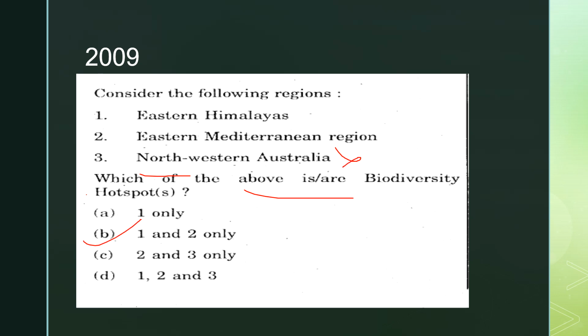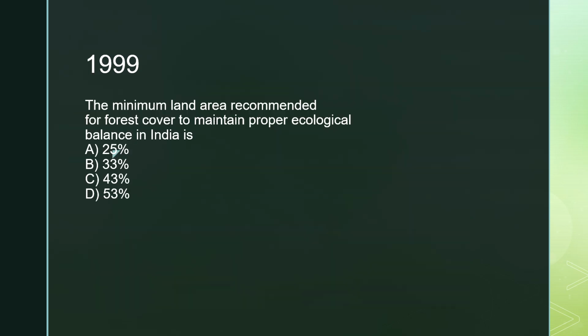Please go through all the biodiversity hotspots of the world and their important features. Do not expect these simple questions now. Be prepared with more. The forest cover to maintain the proper ecological balance in India is 33%, very easy, but now you need to go through the forest survey and get the important data which was released in 2020.